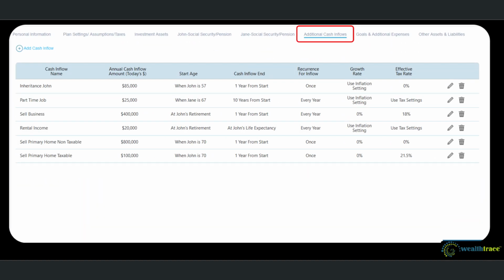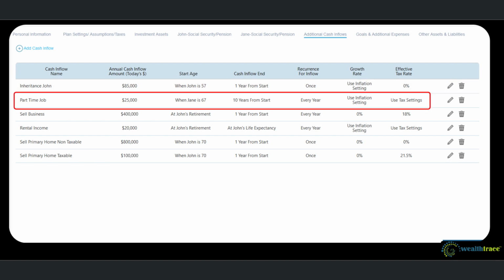The additional cash inflow section is where you enter a variety of different income sources, such as a part-time job, selling a business, rental income, selling real estate, or a future inheritance. Cash inflows that you enter here will first be used for any expenses you have in the future. If the inflows are not needed for expenses, they will flow into your taxable accounts proportionally based on their balances at that time. For the cash inflows, you control the amounts, when the inflow begins, when it ends, how often it occurs, the growth rate, and the tax rate.